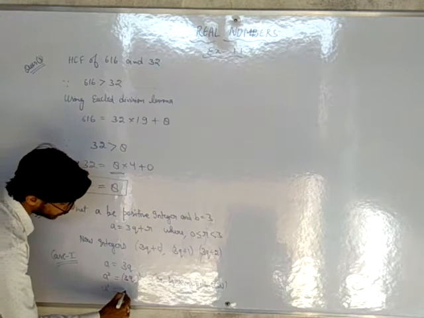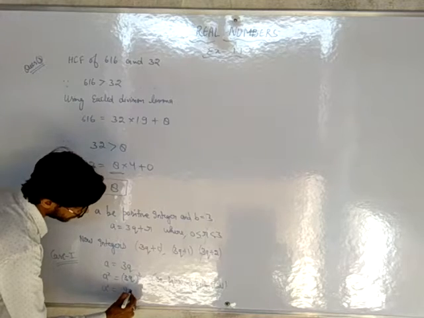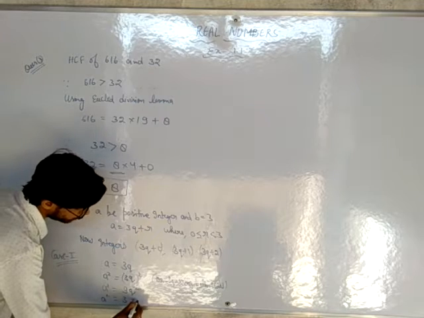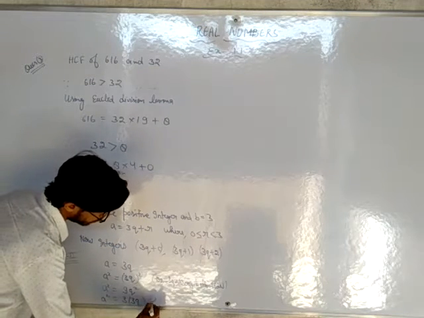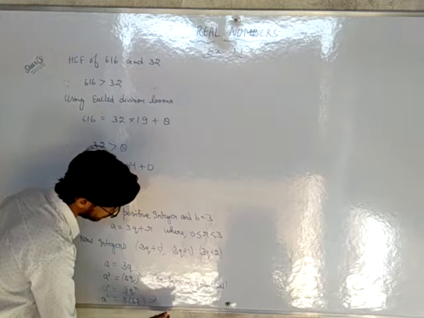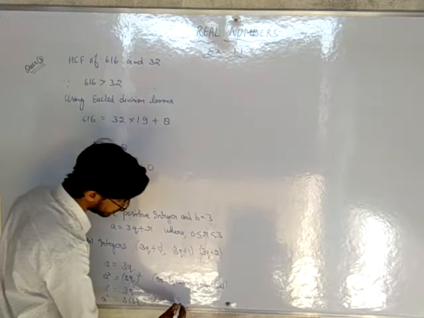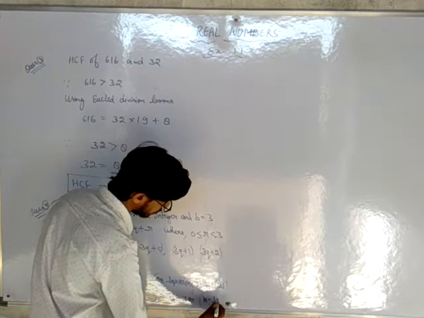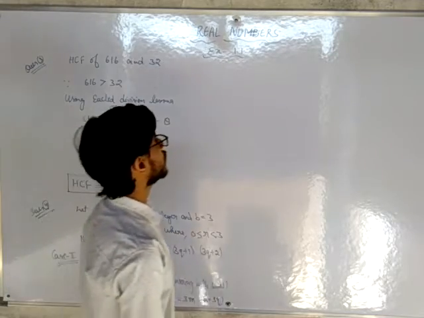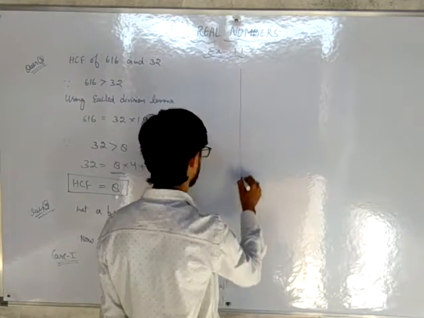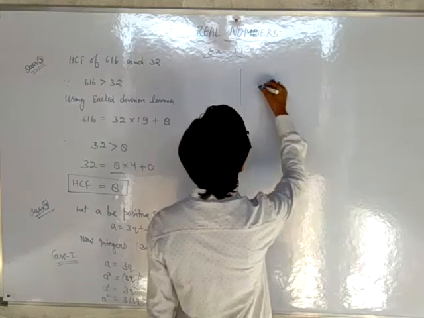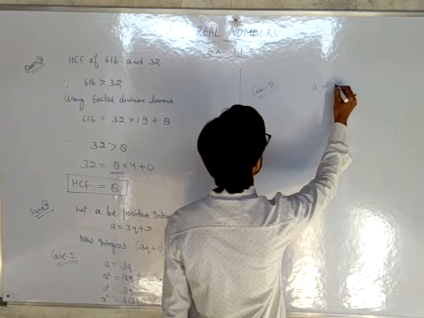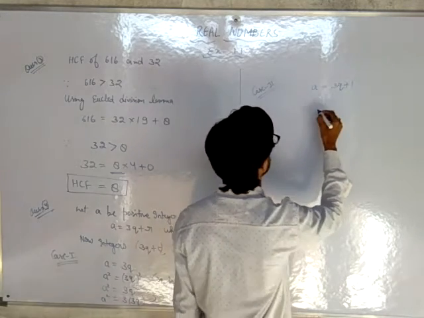So a square is equal to 9q square, or a square is equal to 3 into 3q square. This implies a square is equal to 3m, where m is equal to 3q square. Case 2, second, a is equal to 3q plus 1.